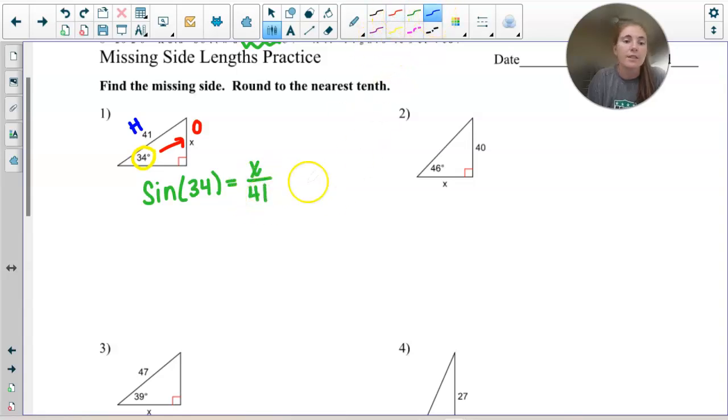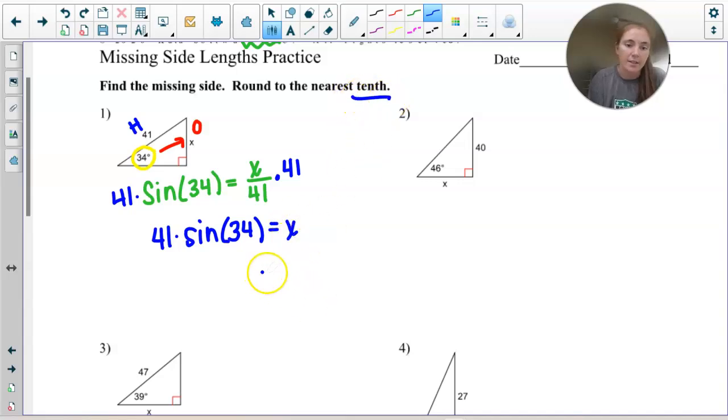Since we have a number in the denominator, it's going to be one step to solve. Multiply both sides by 41. 41 times the sine of 34 can be typed directly into your calculator. This page is telling us to round to the nearest tenth, so let's see what we get here. 41 times the sine of 34. That gets me 22.9 for my final answer.